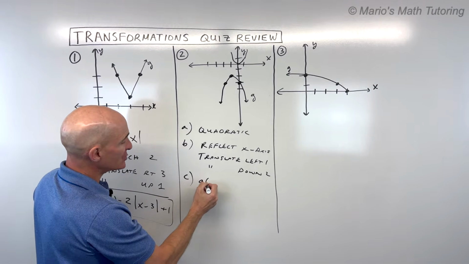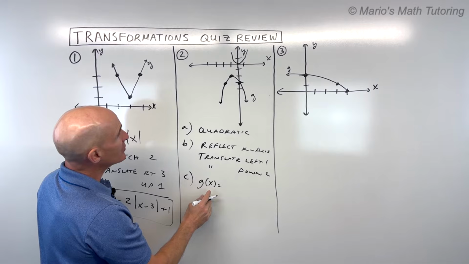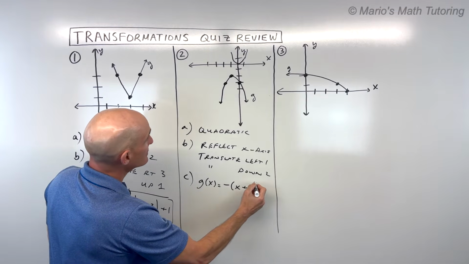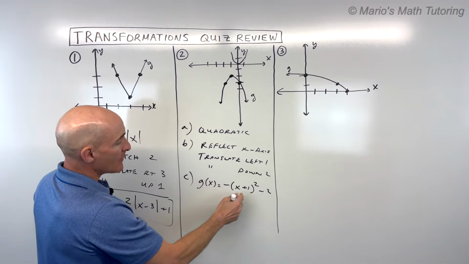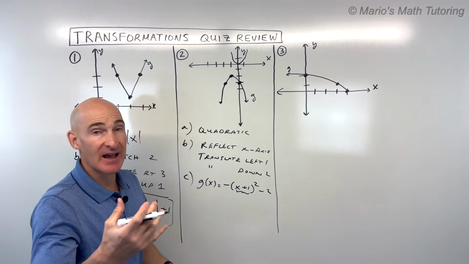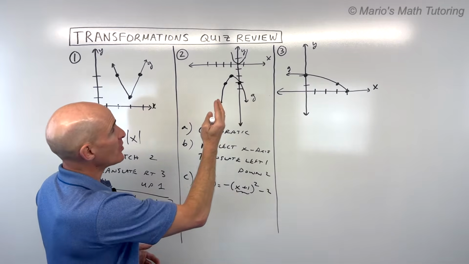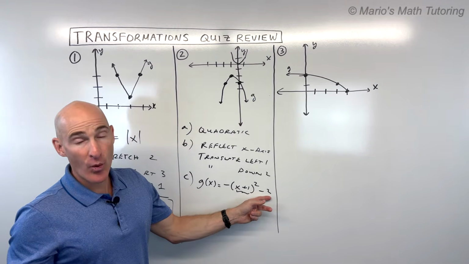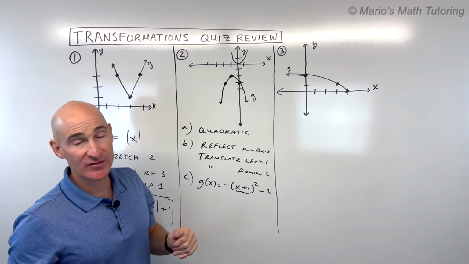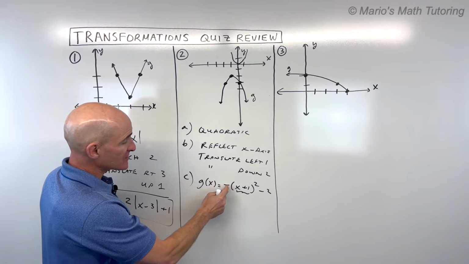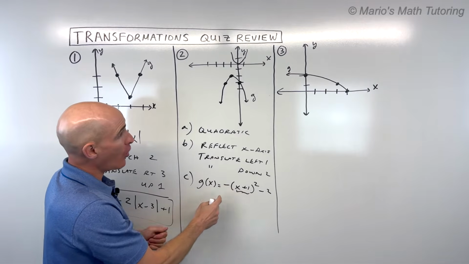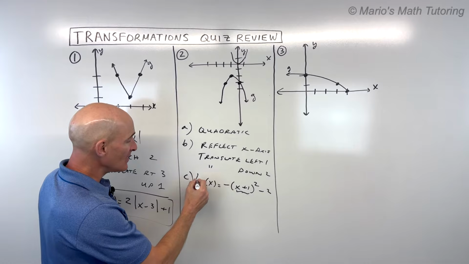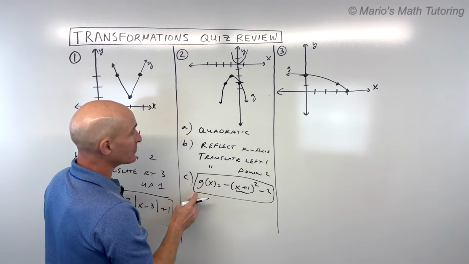Well, this is going to look like g of x is equal to negative x plus 1 squared minus 2. Remember, whatever's grouped with the x has the opposite effect on the graph. So the plus 1 is actually going to shift it left 1. When it's not grouped with the x, it's affecting the y values. So this minus 2 indeed will shift it down 2. And again, notice this negative is not grouped with the x. It's making all the y values the opposite, which is reflecting over the x-axis. So that'll be your final equation for number 2 here.